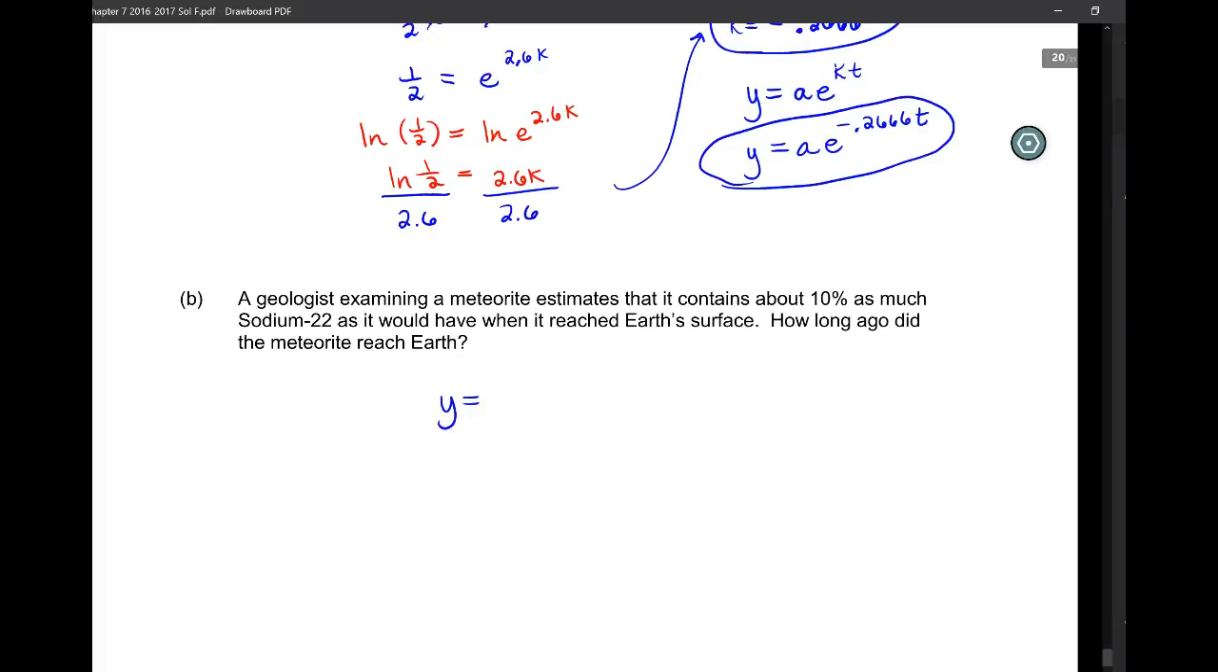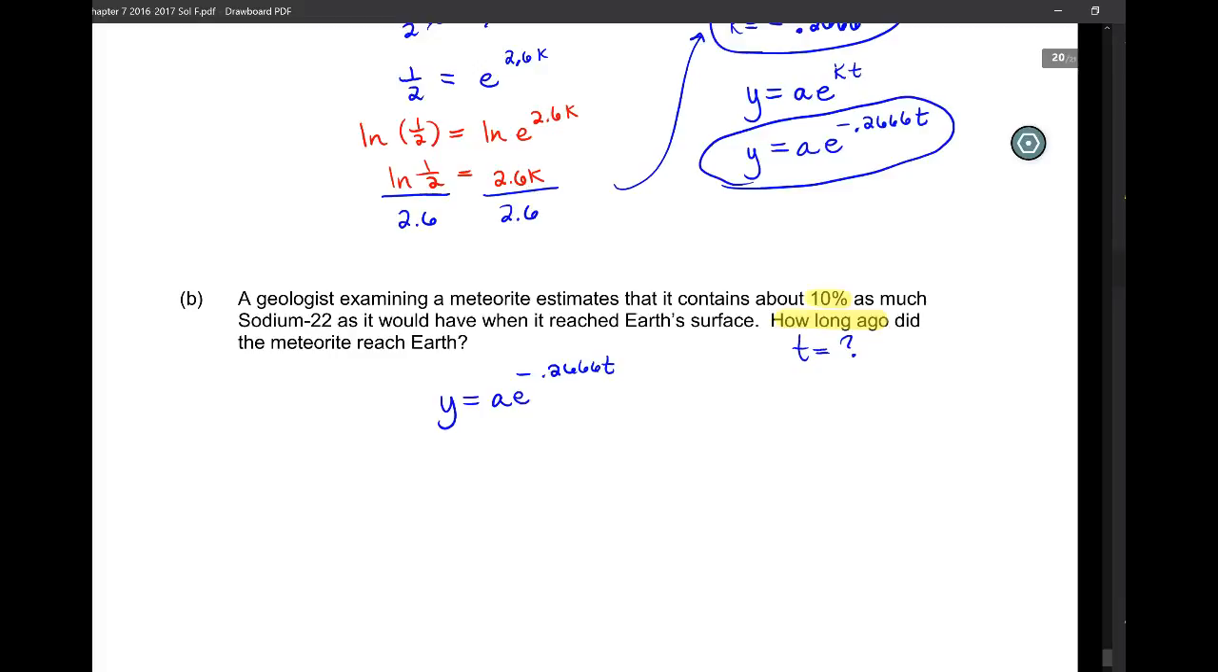So I'm going to just rewrite this again. When in doubt, just write down the formula. So we're using that equation from the previous problem. Now, what do we want to find here? How long ago? So we have to figure out what T equals. That means we must have enough information relating A and Y. Do we? Okay, what do we know?